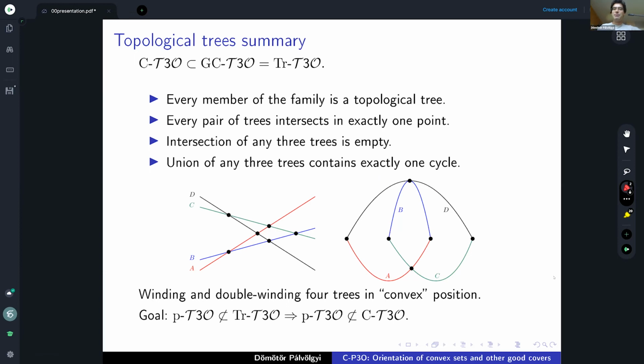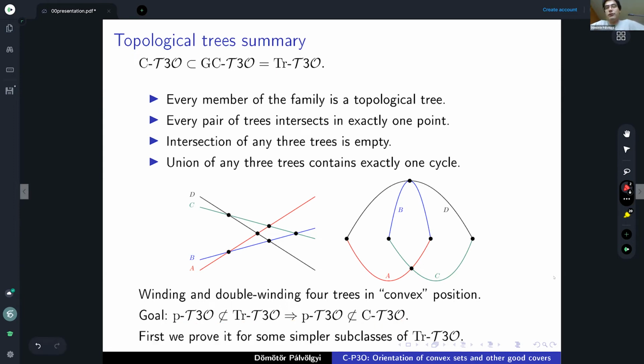So let me outline then our plan. We want to prove that there is an order type that's not realizable by topological trees. And because topological trees are the same as good covers, and good covers contain the convex set total 3 orders, this will imply that there's also a point set order type that's not realizable by convex sets. So this will be our plan.